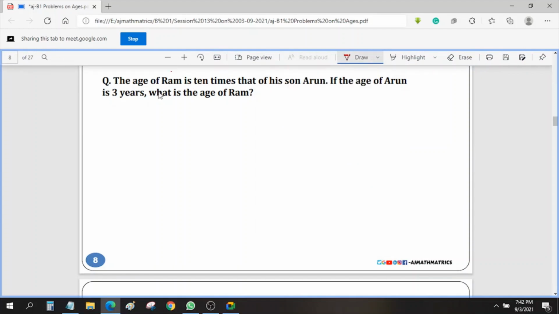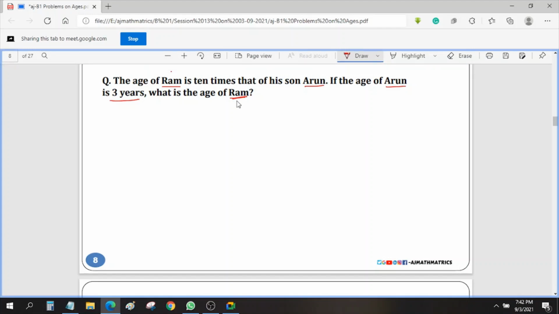While reading, what you can understand is, the age of Ram is 10 times of his son Arun. There are two persons given, Ram and Arun, and there is a relation between Ram's age and Arun's age. If the age of Arun is 3 years, what is the age of Ram? So we read the data and we need to analyze now.